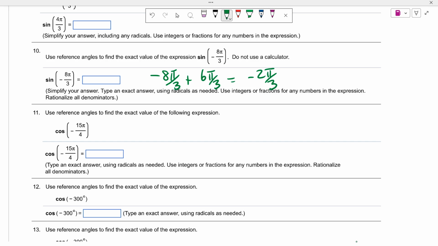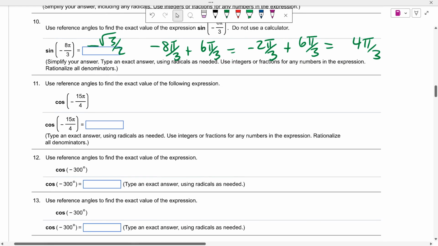Okay, but that's a negative. I want a positive, so I'm going to add another 6 pi over 3 to it, and it's going to be 4 pi over 3. And hey, it's the same as the last two problems. Square root of 3 over 2, and it's a negative, because the sine of 4 pi over 3 is negative square root of 3 over 2.